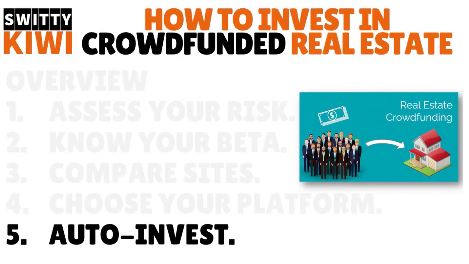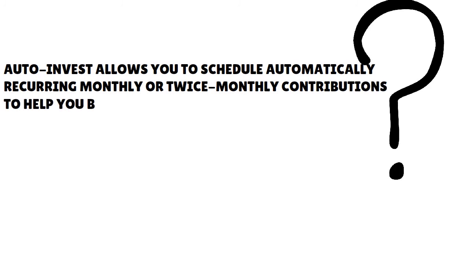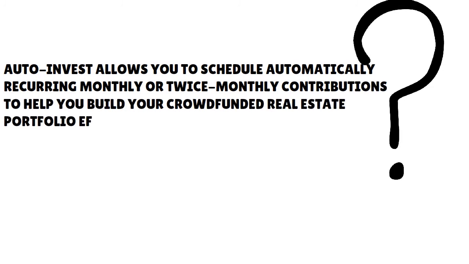Step number 5, folks. We're still having a conversation today about how to invest in crowdfunding real estate online. Step number 5, this is another important step. Auto invest. Let me repeat that. Auto invest. I want you to invest automatically. What is auto invest? Auto invest allows you to schedule automatically recurring monthly or twice monthly contributions to help you build your crowdfunding real estate portfolio effortlessly over time.